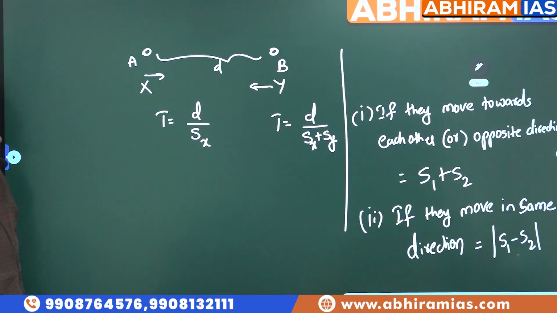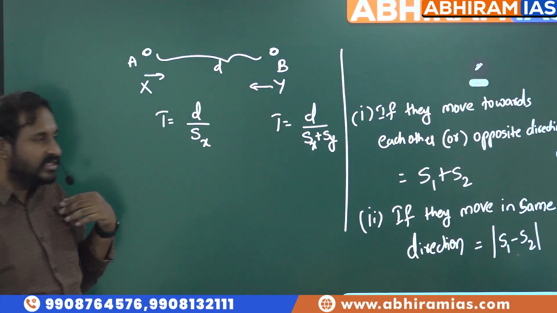Okay, so relative speed. If two objects move in the same direction, then their relative speed will become their difference. If they move in opposite directions or towards each other, then their speeds will get added. So this is relative speed.